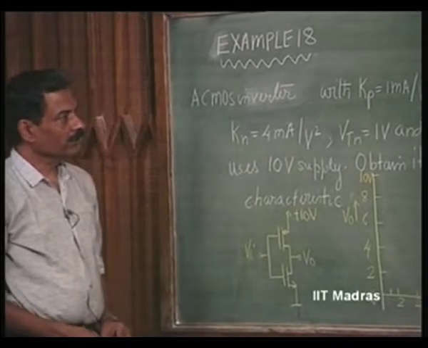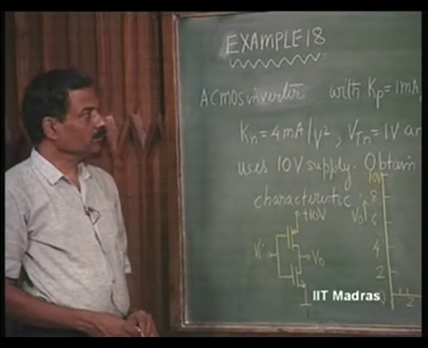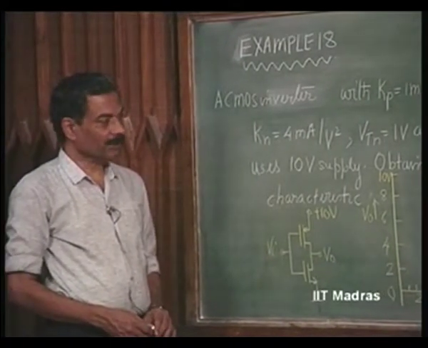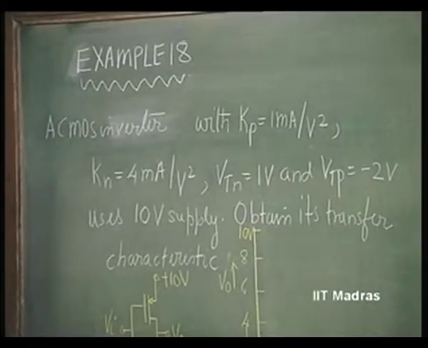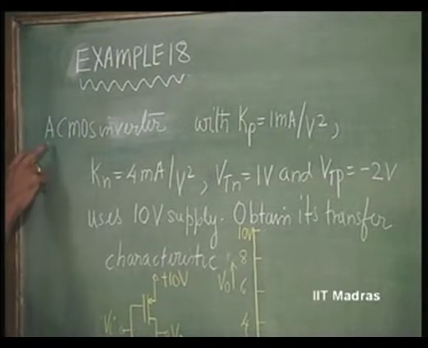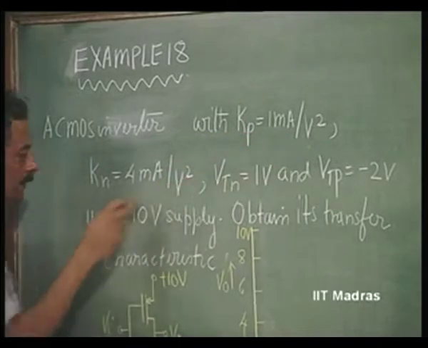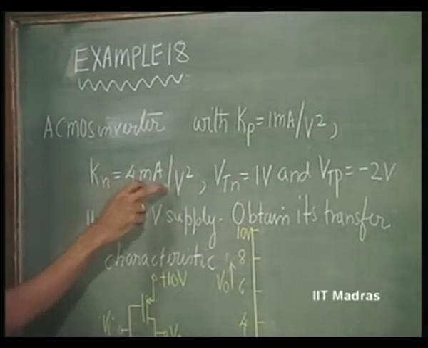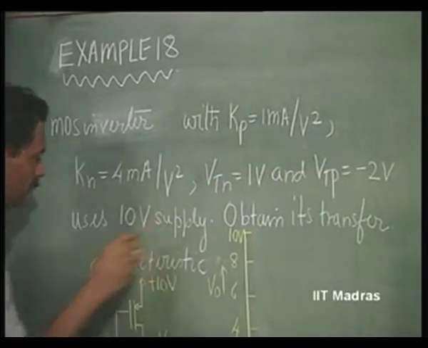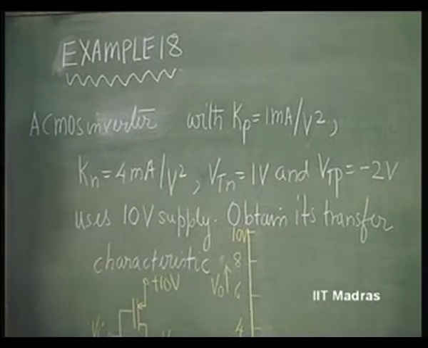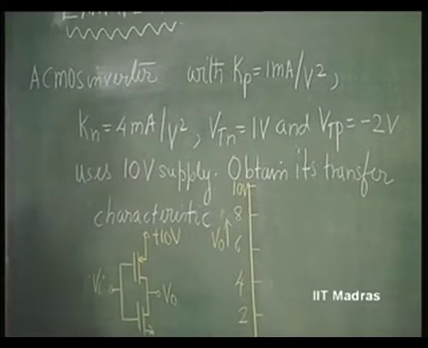So, we have understood how a CMOS inverter functions, both as a logic circuit as well as an amplifier. Now let us see an example, example 18, a CMOS inverter with Kp equal to 1 milliampere per volt square and Kn equal to 4 milliampere per volt square, Vtn equal to 1 volt and Vtp equal to minus 2 volts, uses 10 volt supply. Obtain its transfer characteristic. Now let us proceed with that.